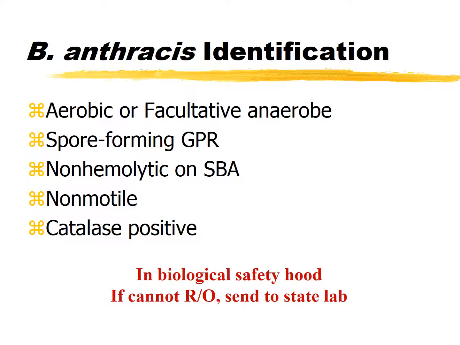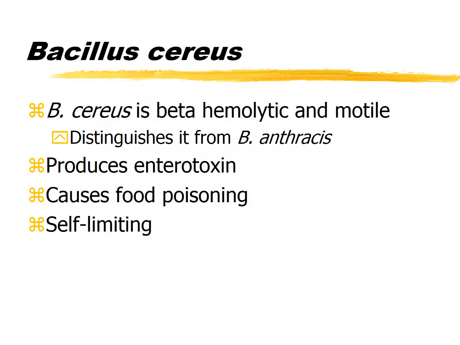If you have an organism that you suspect is Bacillus anthracis, you want to definitely work it under a safety hood. And if you can't rule out that it's Bacillus anthracis, then you must send it to your state laboratory or CDC for confirmation. Bacillus cereus is beta hemolytic and motile, so that distinguishes it from Bacillus anthracis. Cereus produces an enterotoxin, which causes food poisoning, and it's usually self-limiting, meaning that it will clear on its own.